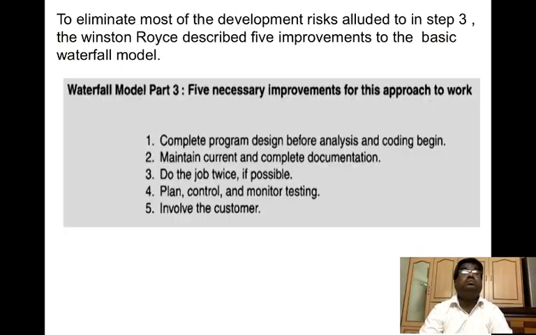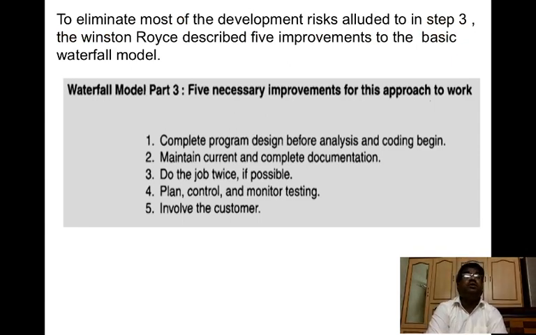Winston Royce proposed 5 necessary improvements to the waterfall model part 3. The 5 improvements are: complete the program design before analysis and coding, maintain current and complete documentation, do the job twice if possible, plan, control, and monitor testing, and the fifth one is involve the customer. This is also very, very important.